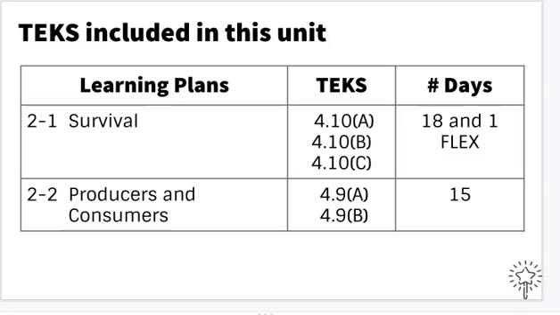Learning Plan 2, Producers and Consumers, is set to last 15 days. It addresses just 2 standards and takes the time to identify and label some of the ways that organisms are identified within an ecosystem and how they pertain to the food web. Let's take a look at our standards.